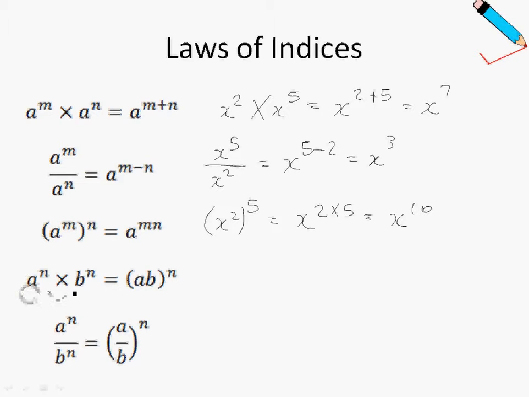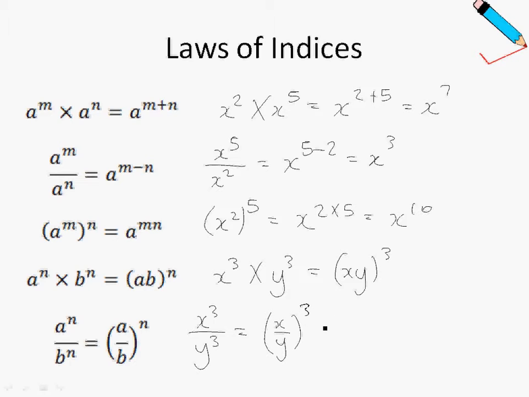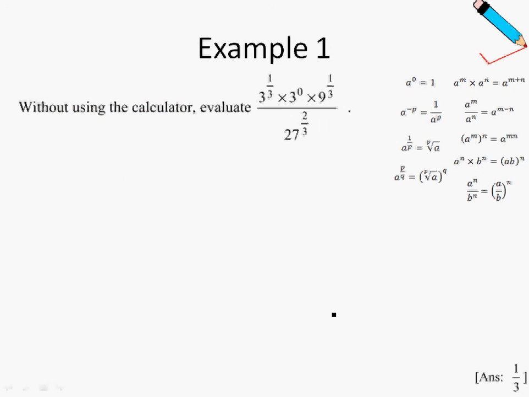Next example. If we have a common power but a different base, we can multiply them together. Let's say I have x to the power of 3 times y to the power of 3. This can be written as xy all to the power of 3. What if we have different bases, a common power, but a division sign? For example, x cubed divided by y cubed can be written as x over y, all cubed. That's all for the laws of indices.